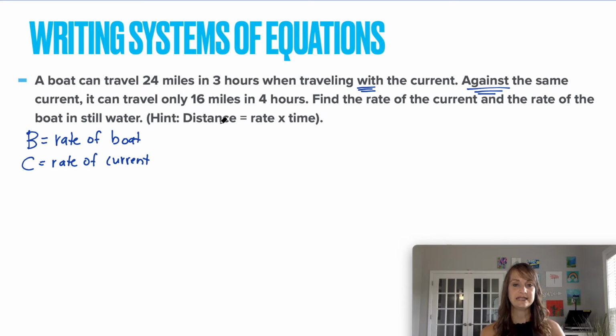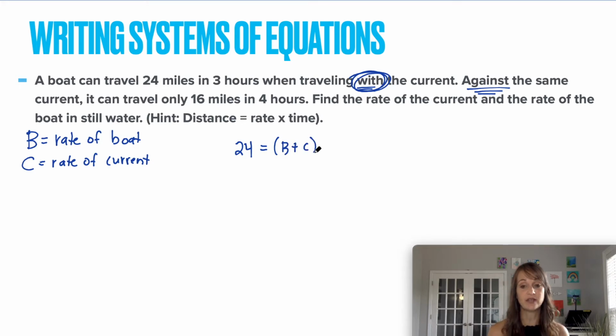So distance equals rate times time. Well, let's look at the first sentence. The distance is 24 miles. The rate is the fact that a boat is traveling with the current. So you're actually going to add those 2 rates together, the rate of the boat plus the rate of the current, because they are moving together. And then you're multiplying that by time, and the time is 3 hours.